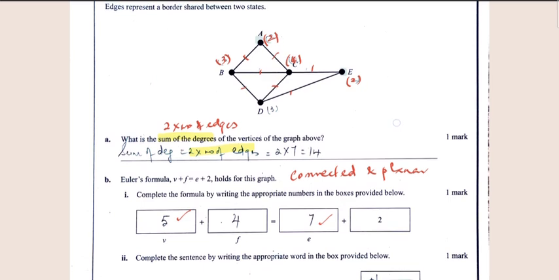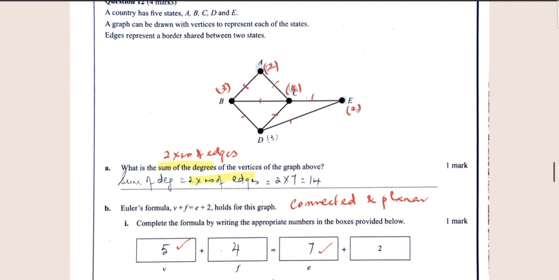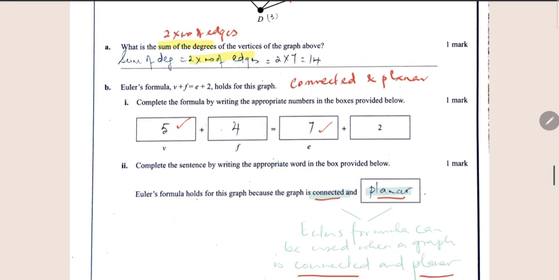So we know that there are 5 vertices because that's the number of states. We also calculated the number of edges in the previous question as 7, and the number of faces is equal to 1, 2, 3 and the face outside. And so we see that it adds up to 9 on both sides. So as I mentioned previously, Euler's formula holds for this graph because the graph is connected and planar. So when you see Euler's formula, it should connect you to these 2 words.